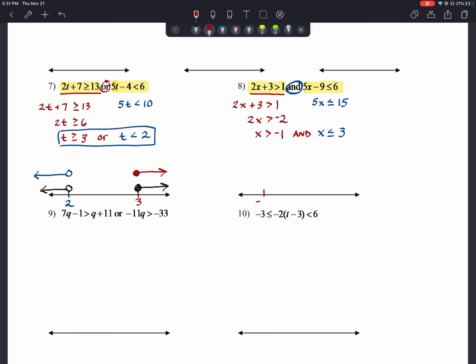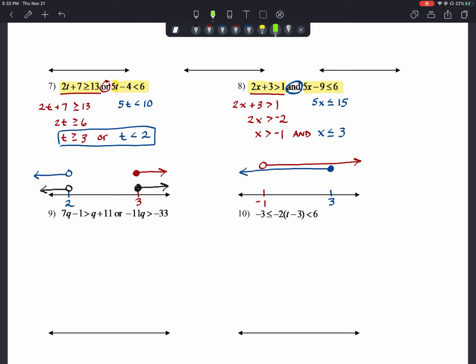Okay, now we want to graph. We're going to put our negative 1 on the left side, and we're going to put our 3 on the right side. When we take these and we graph them now, x is greater than negative 1. So that one's an open circle, and it goes to the right. For our x is less than or equal to 3, we're going to put a closed circle, and that one's going to go to the left.